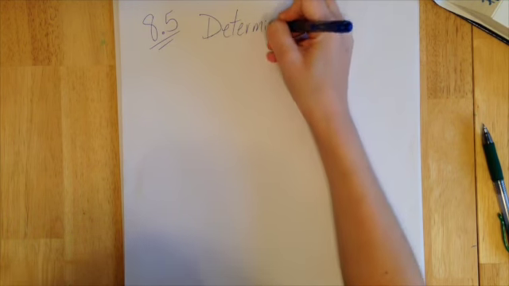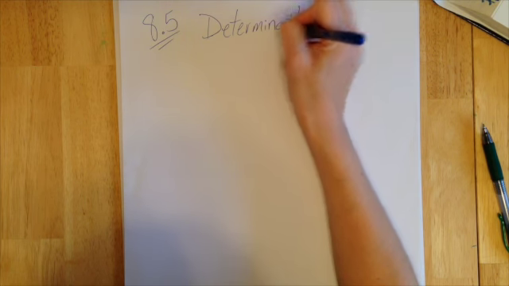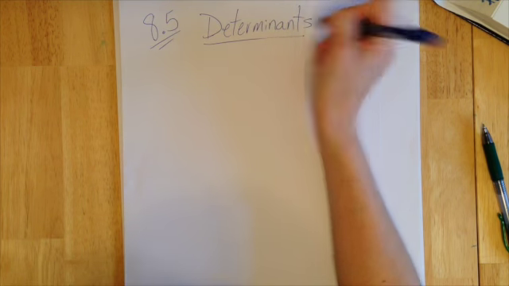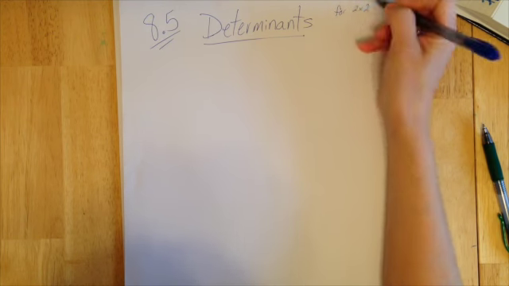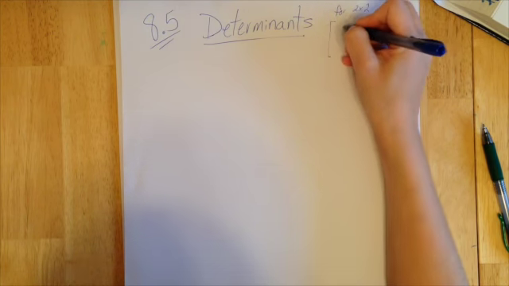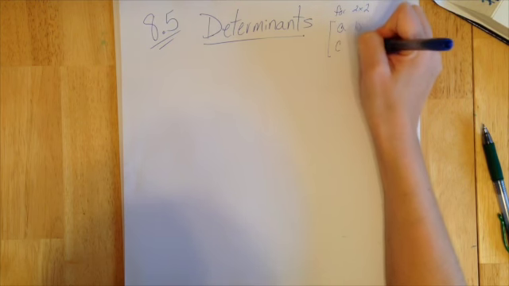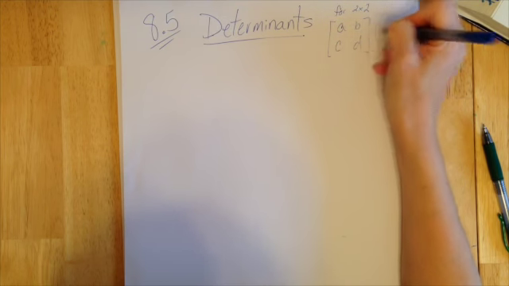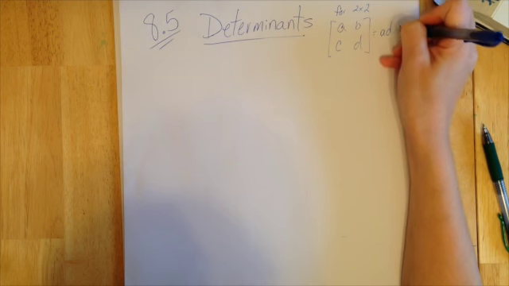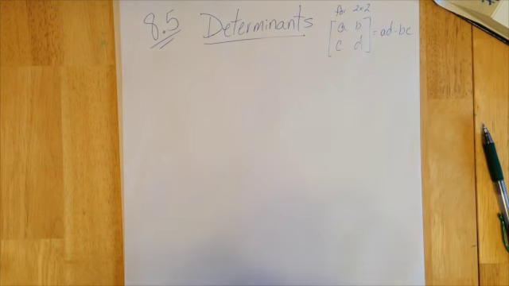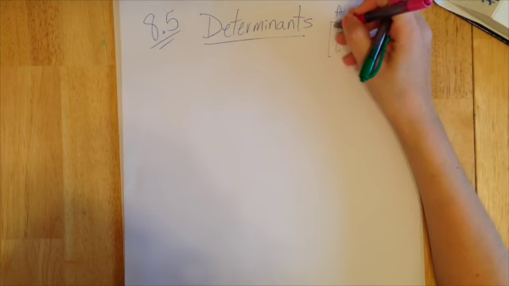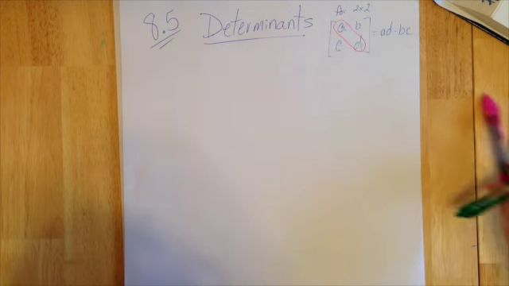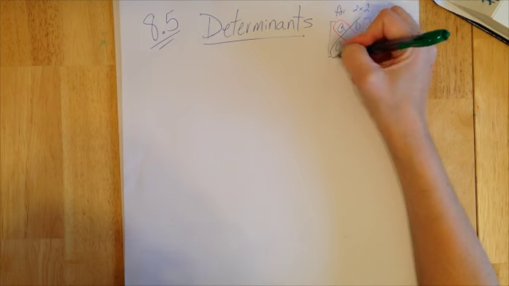Today we're going to be talking about determinants. So, what is a determinant? Let's say for a 2 by 2, where the matrix is A, B, C, D, your determinant is AD minus BC. AD comes from the first diagonal. BC is the second diagonal.